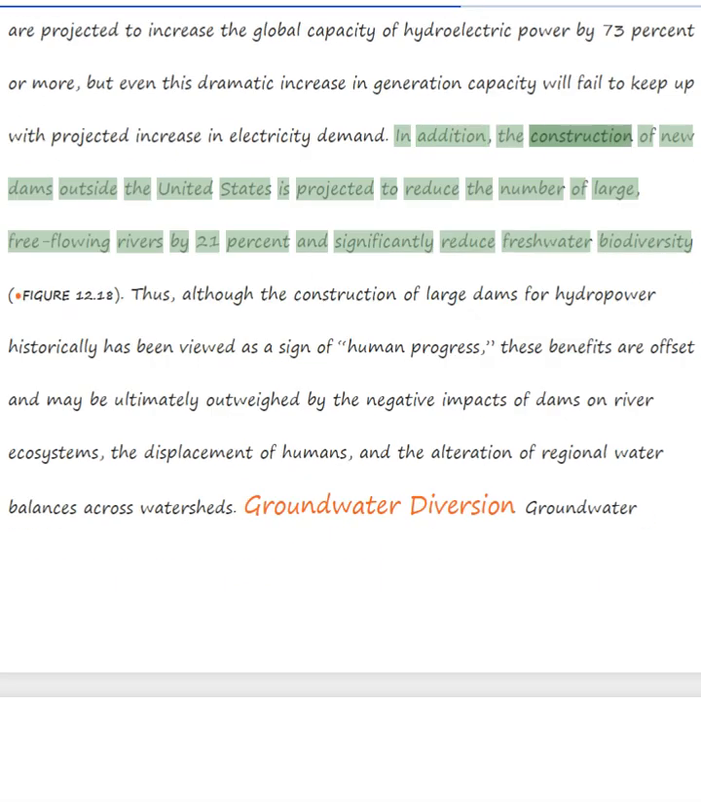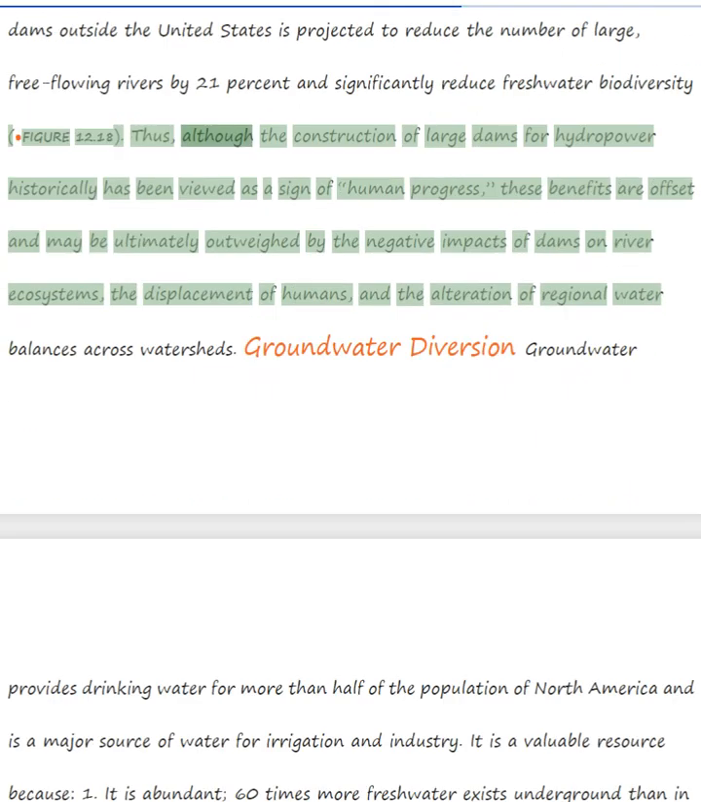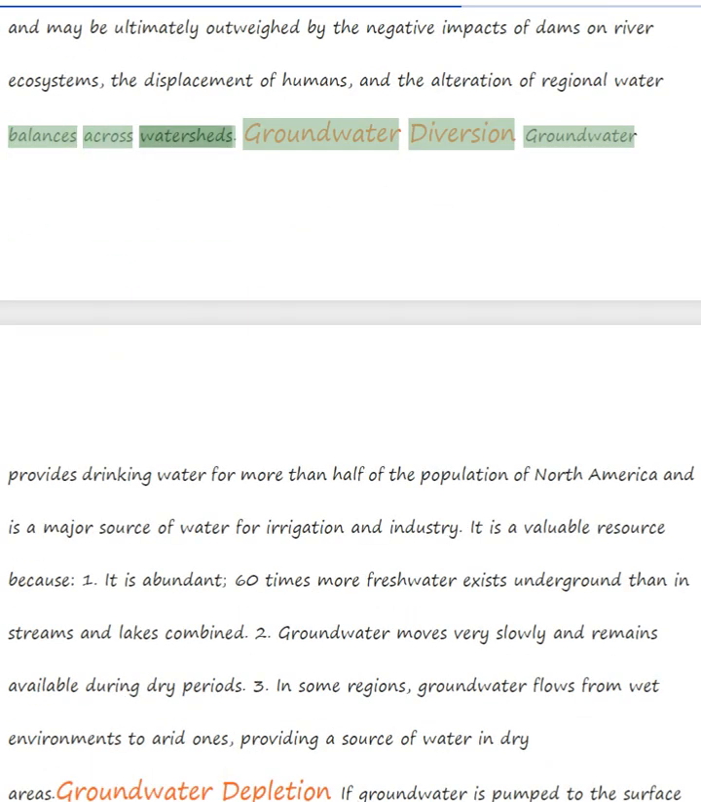In addition, the construction of new dams outside the United States is projected to reduce the number of large, free-flowing rivers by 21% and significantly reduce freshwater biodiversity. Thus, although the construction of large dams for hydropower historically has been viewed as a sign of human progress, these benefits are offset and may be ultimately outweighed by the negative impacts of dams on river ecosystems, the displacement of humans, and the alteration of regional water balances across watersheds.